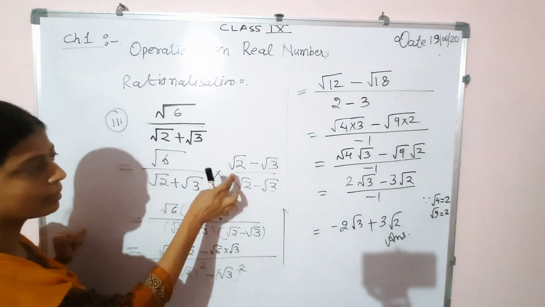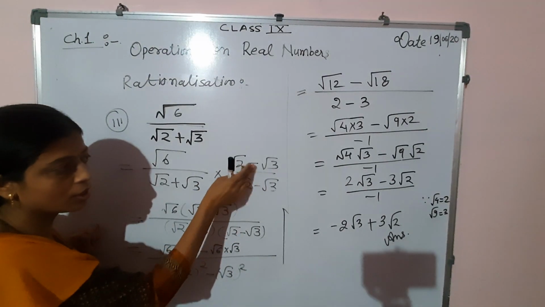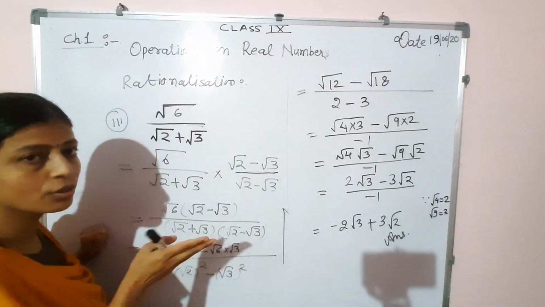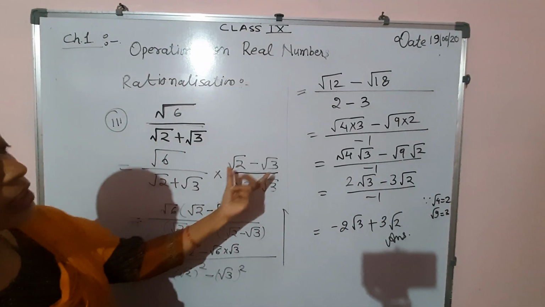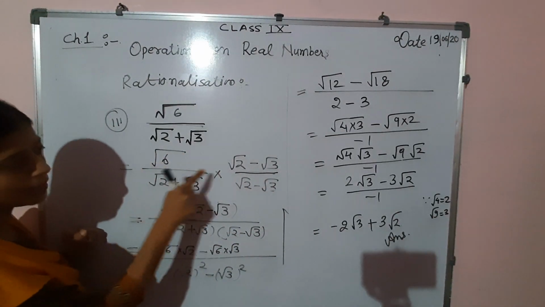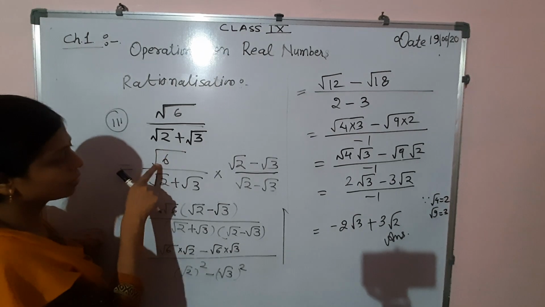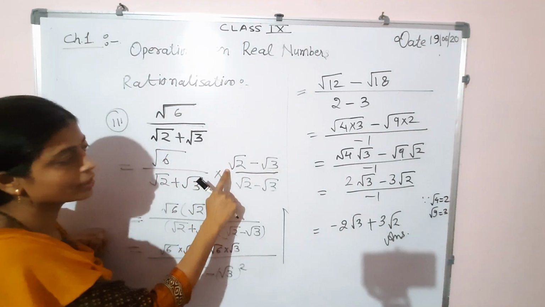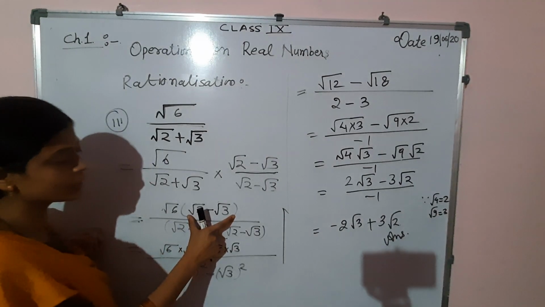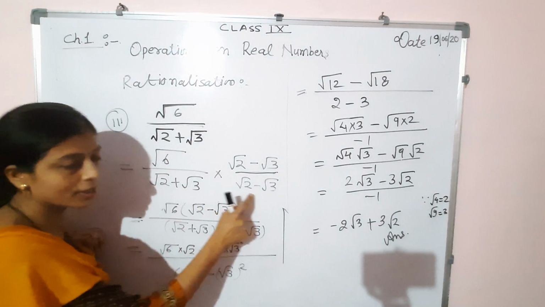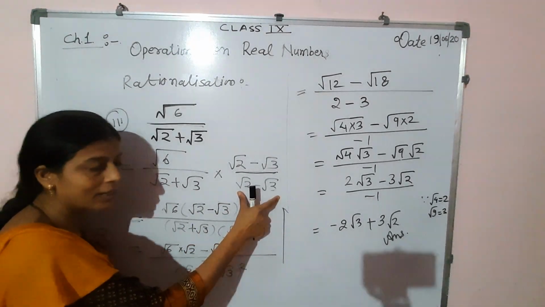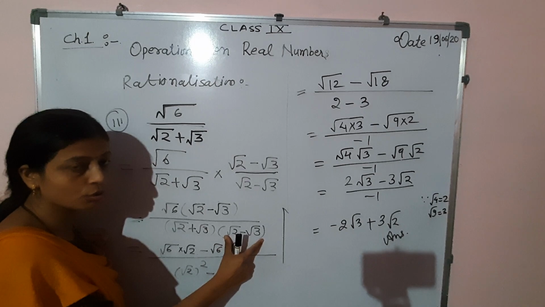Now we have to multiply root 2 minus root 3 in the numerator and denominator. In both numerator and denominator we multiply by the same rationalization factor. So root 6 multiplied with root 2 minus root 3, and the denominator multiplied with the denominator: root 2 plus root 3 multiplied with root 2 minus root 3.